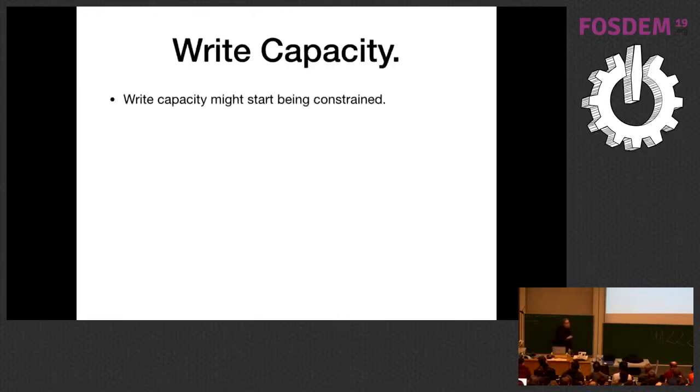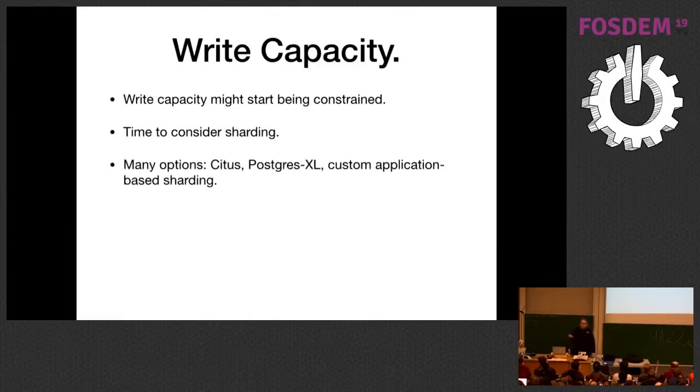Your write capacity at this point might start being constrained. This is the point that sharding starts becoming important. There are all sorts of options. I like CitusDB a lot. There's PostgreSQL if you want to become part of a development community. You can do your own custom sharding, so regional or application-based sharding.